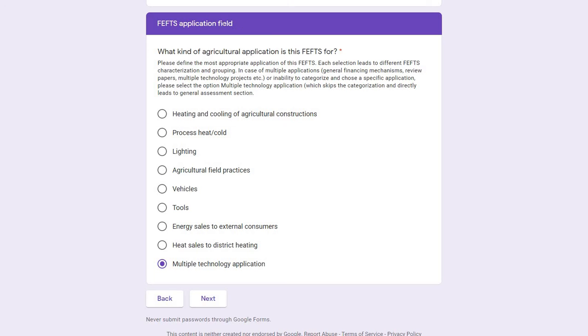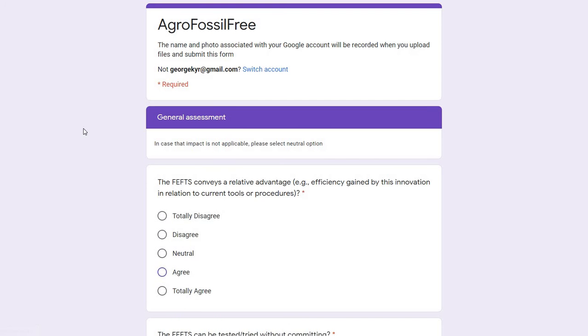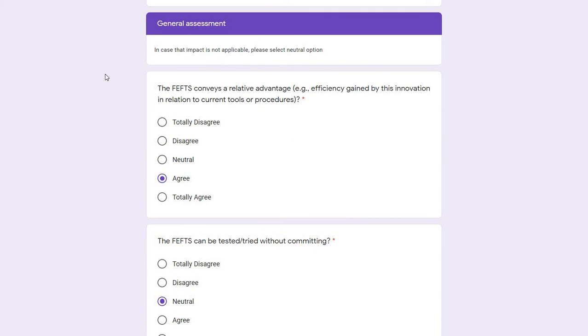Pressing next, we have to choose the FEFT's application field, and since it's multi-technology, I mean every final beneficiary can choose a different type of technology, I have chosen multiple technology application. In the next page, we have to do a general assessment. I want to highlight what is written here.